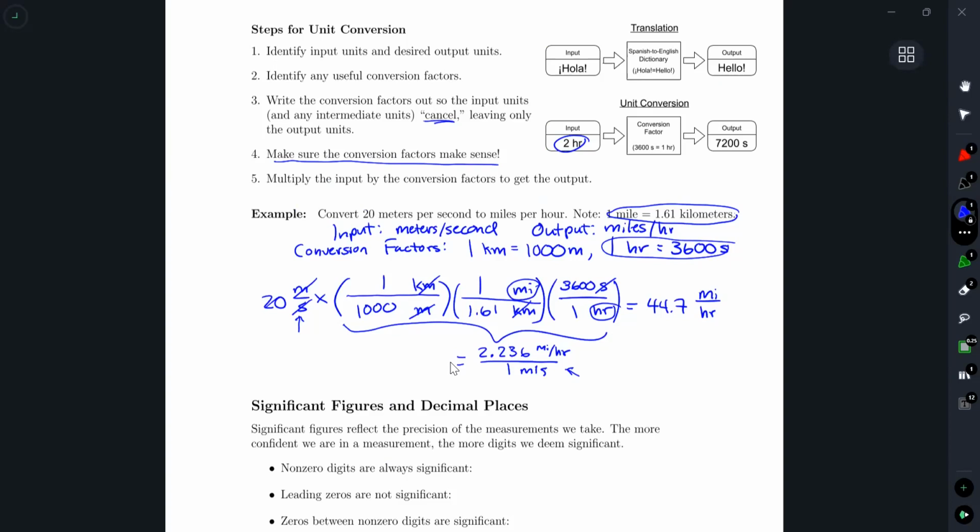By that, I mean, like in this example, we wanted miles on top because we're ending up in miles per hour, and hours on bottom. So we want to make sure that's how they show up in our conversion factors. As for the other units that we didn't want, we need to make sure that they cancel out as we go through this conversion process.